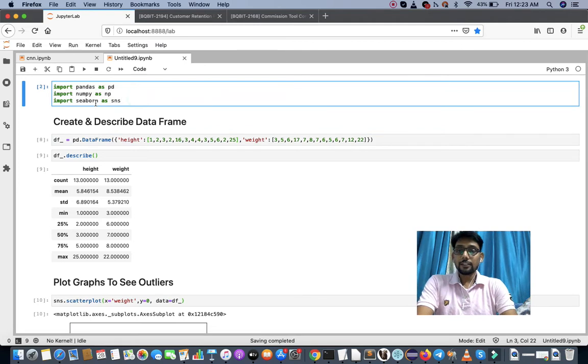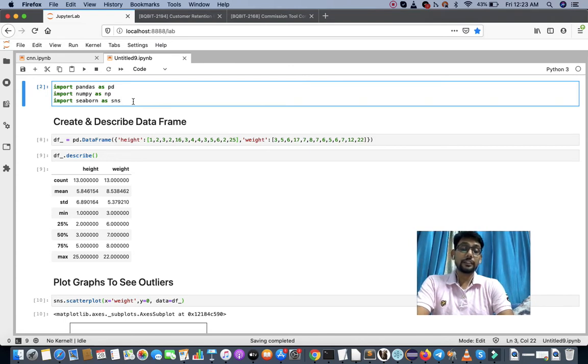So let's start. I'm going to import three libraries: one is pandas, second is numpy, and third is seaborn, right? Pandas is a fantastic library used in the market for reading data from different sources. We can read data from SQL, from CSV files, Excel files, and JSON files as well, right?